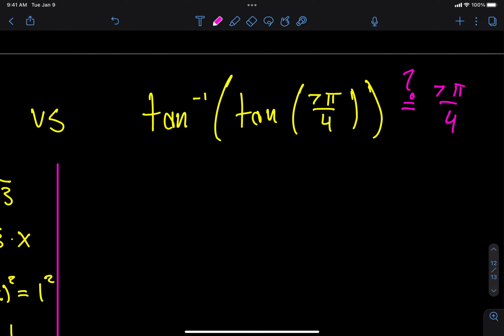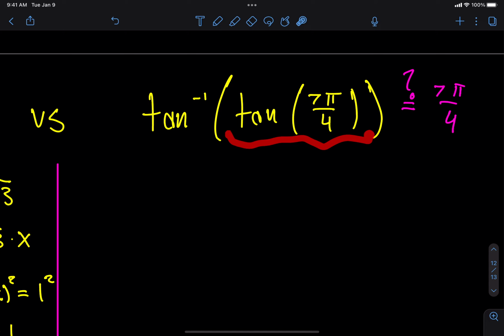It's not going to be 7 pi over 4. I know that. It's not going to be 7 pi over 4. That's true. Sully, you want to give it a shot? It has to be in between negative pi over 2 and pi over 2. Yes. She has 7 pi over 4, which will be pi over 4, right? We're getting a little ahead of ourselves.